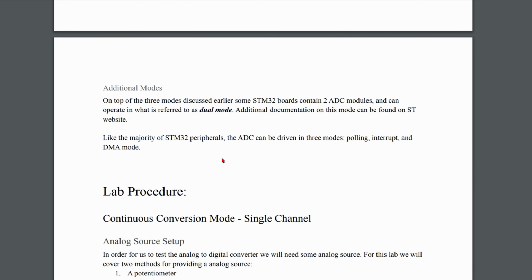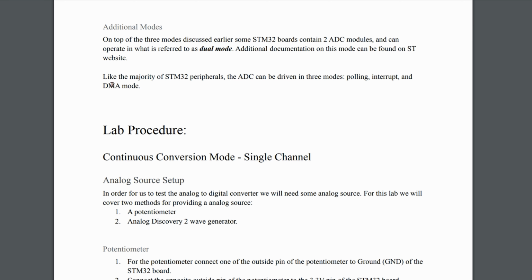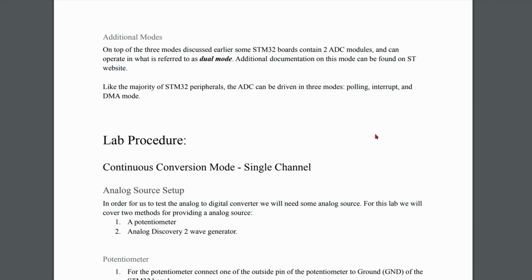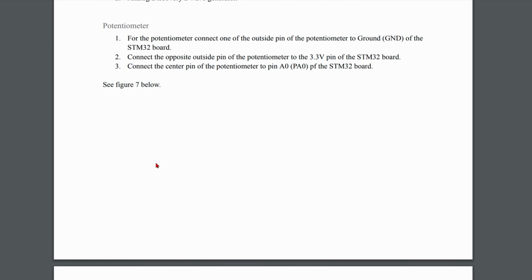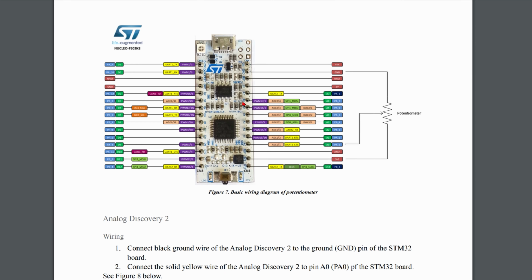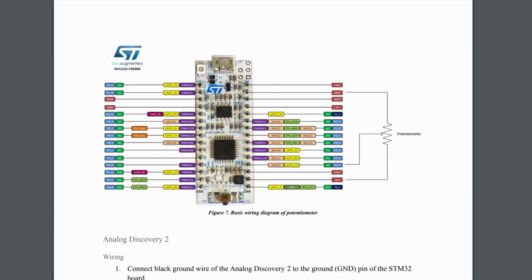We have some additional modes that we're not going to look at. This can be found like polling, interrupt, and DMA, like how we had in lab 3. So this is our lab procedure. What I'm just going to look at real quick is how we would wire this with our STM32 board.